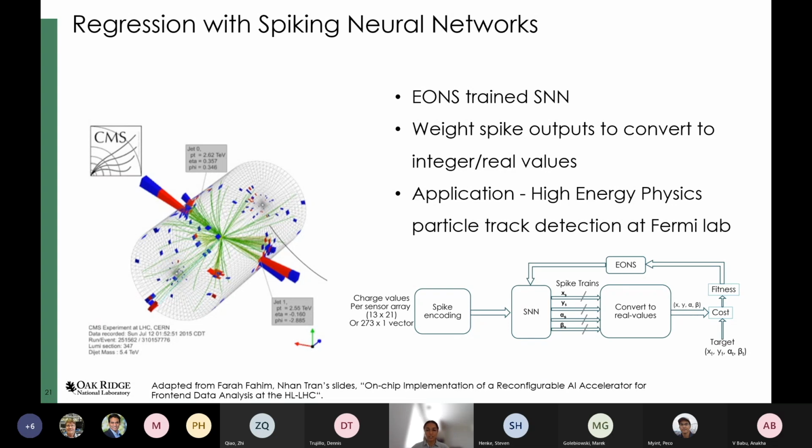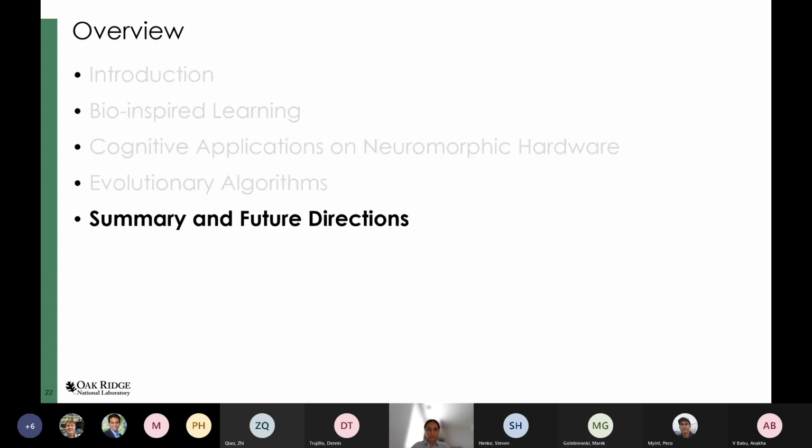So here the idea is to convert the spike trains that are coming out of the SNN into a real value, and then compare that with the target to define the fitness function for EONS to evolve the spiking neural network. So these are some of the applications that we are currently interested in and are working towards. That now concludes the overview of neuromorphic computing research that we are doing at our lab.